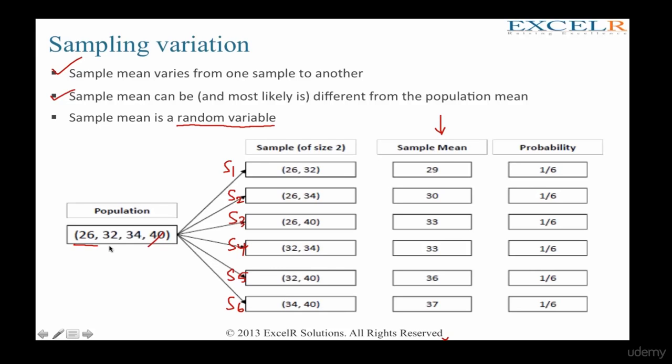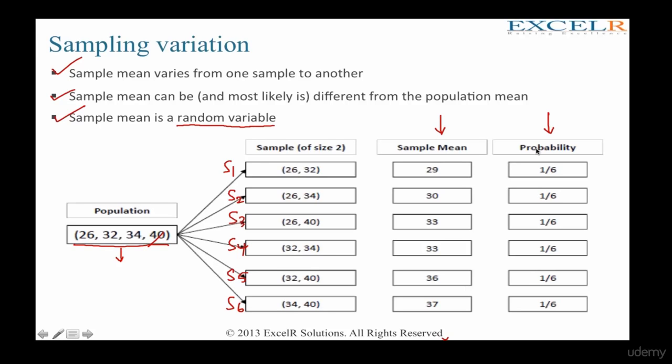And the sample mean can be different from your population mean. If I calculate the average for these 4 numbers, I'll get a value. That value would most likely be different from your sample mean. That's one part. And each value here has an associated chance or probability. Hence it is called random. Since it varies, it is called variable. Since it has a probability or chance associated, it is called random. Hence the sample mean is a random variable.